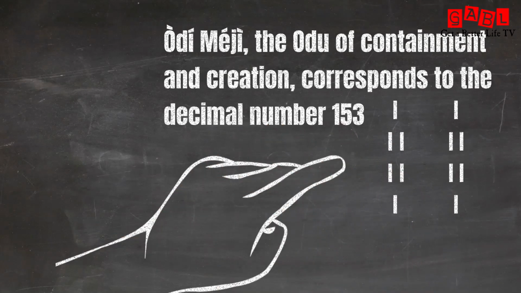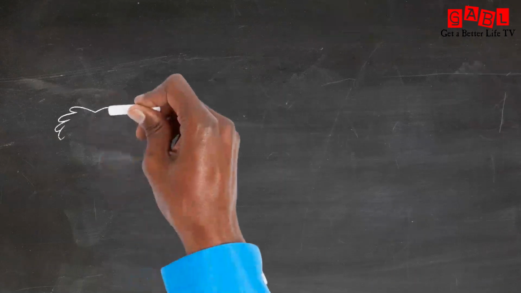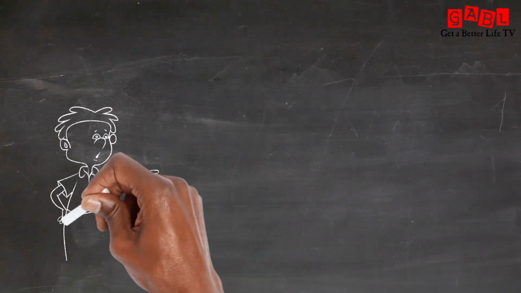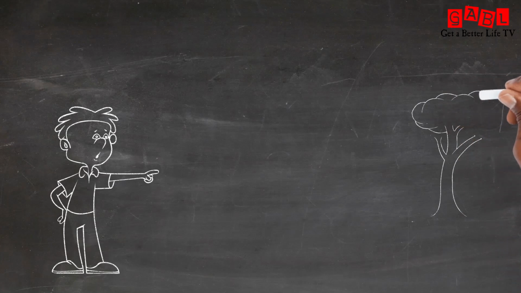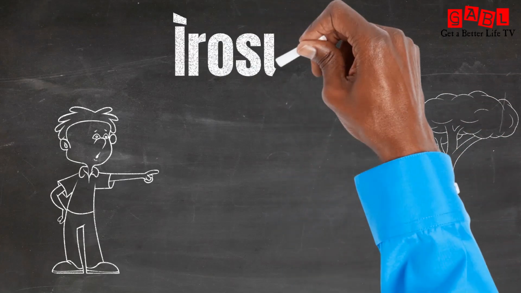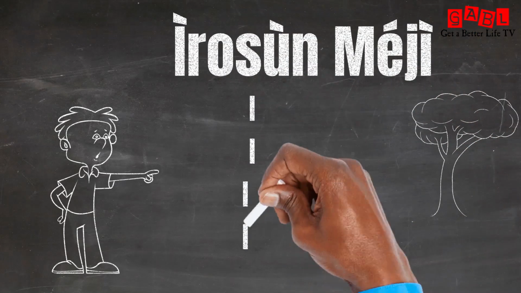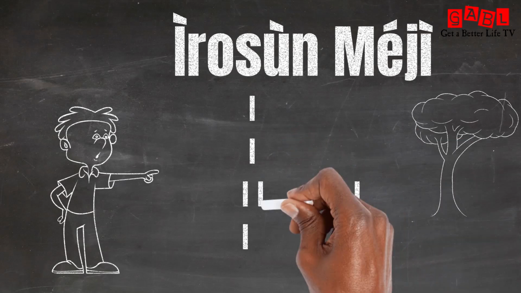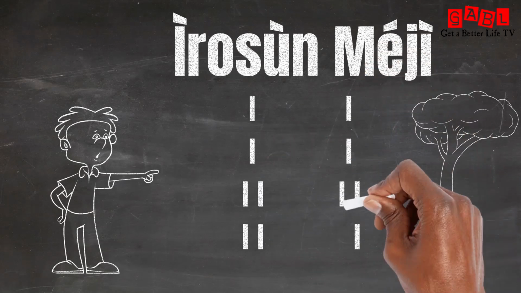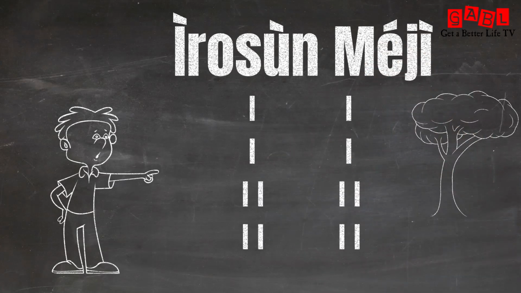So let's move on to Irosun Meji. Next, we unravel Irosun Meji, an Odu deeply connected to ancestral voices, the unseen realms, and the power of lineage. Its pattern is both distinctive and meaningful. Here is the pattern for Irosun Meji.